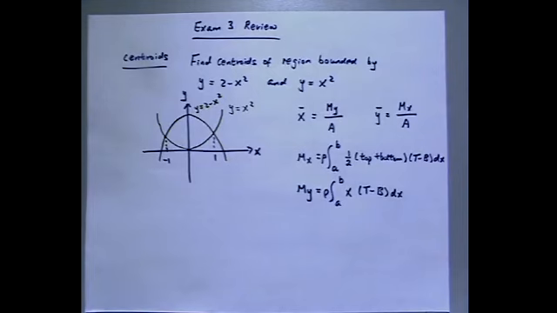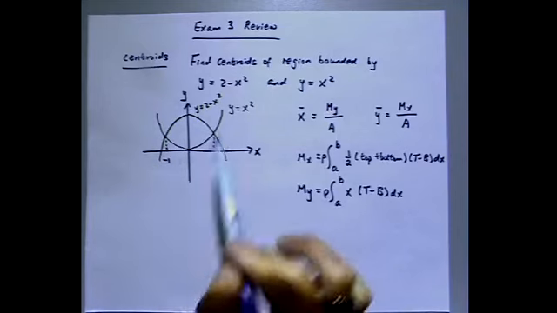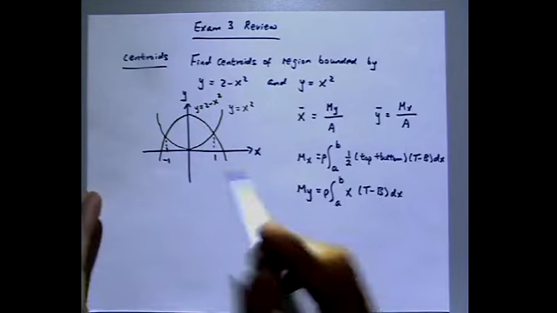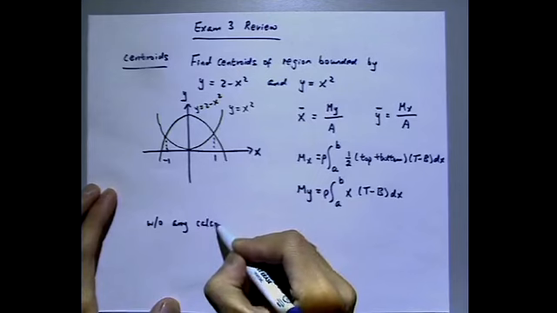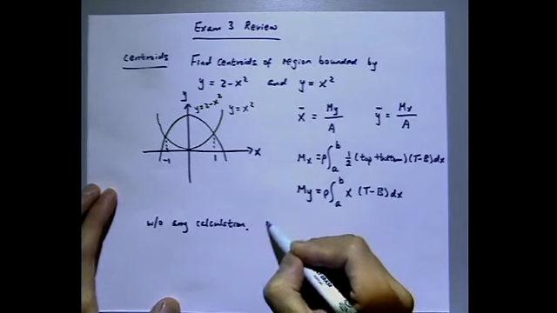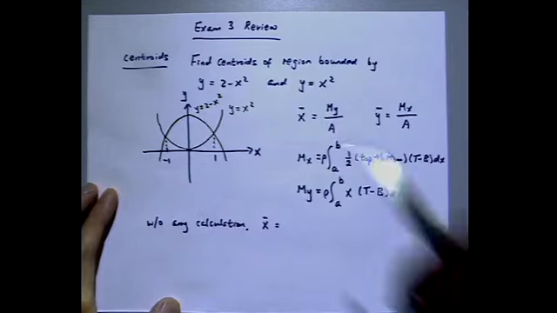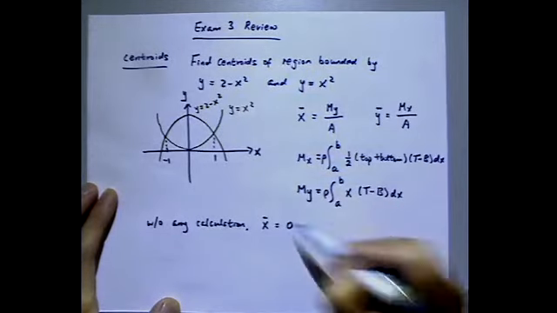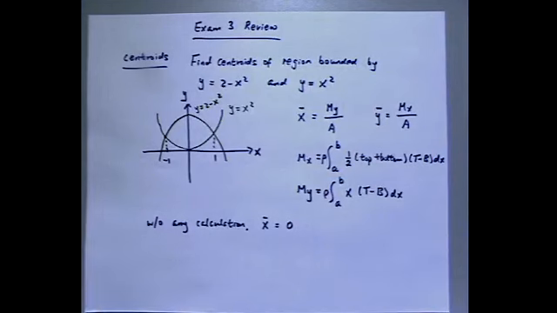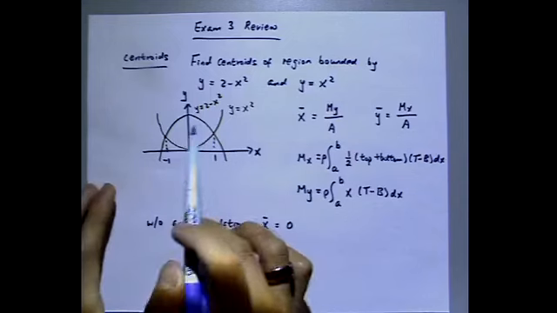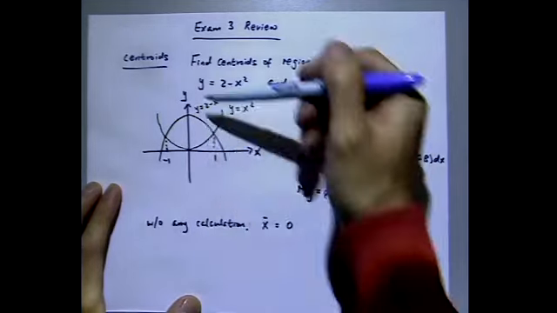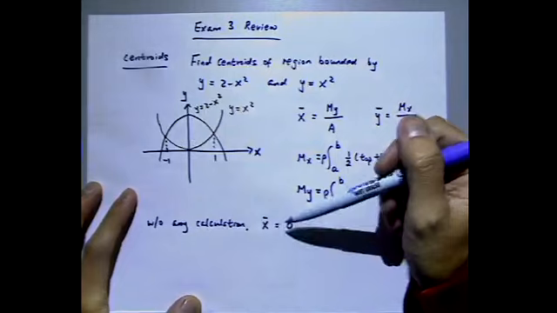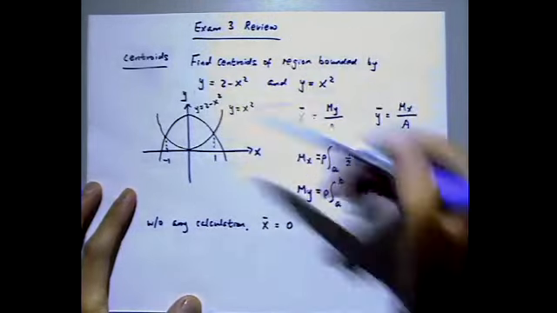Now before you do any calculation, look at the shape you're dealing with. I can tell without doing any calculation that the x component of the center of mass has to be 0. Can you see why that's the case? Yep. It's symmetric left and right of the y-axis, right? Same area on the left and right. So the centroid has to be somewhere along the y-axis.